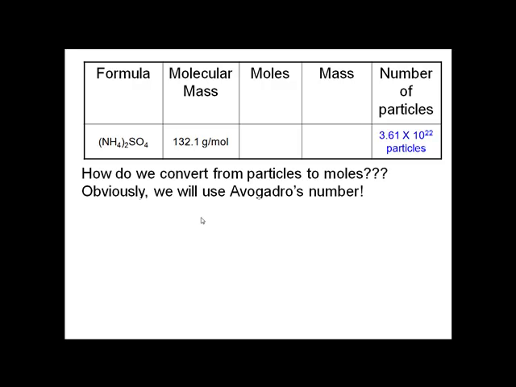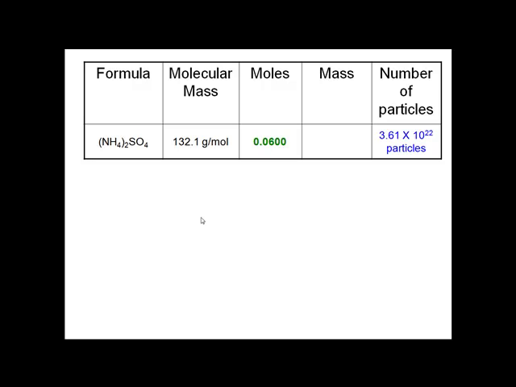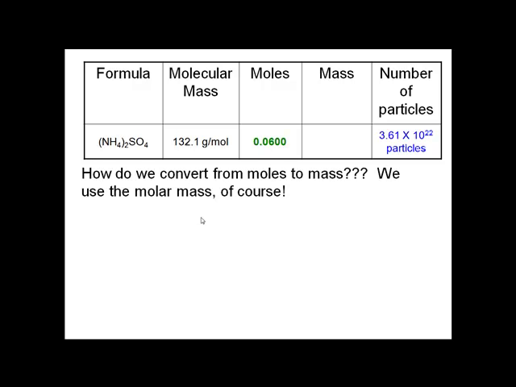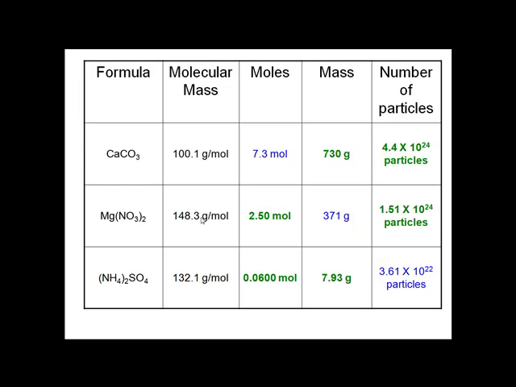All right, the answers you should have gotten. Again, to get rid of the number of particles, to get that into moles, we use Avogadro's number. So you got 0.06 moles. And then we multiply that times our molar mass to get 7.93 grams. Should not have been difficult for us. Again, we're just using the molecular mass or molar mass and Avogadro's number.